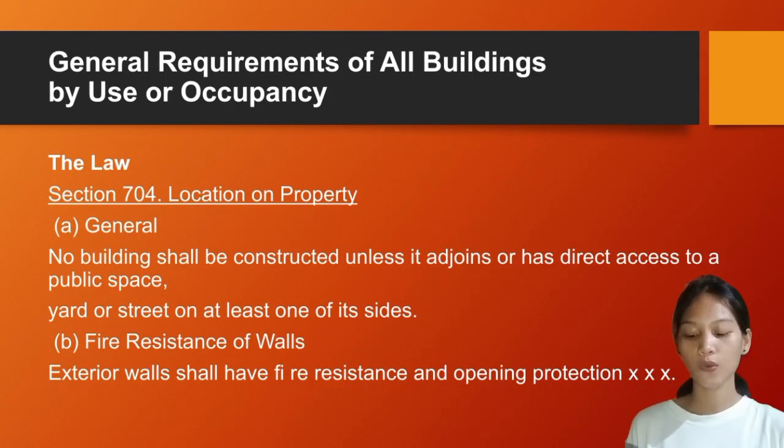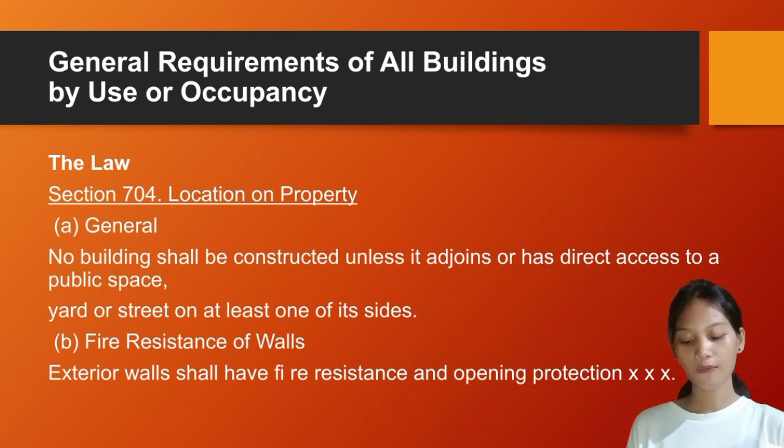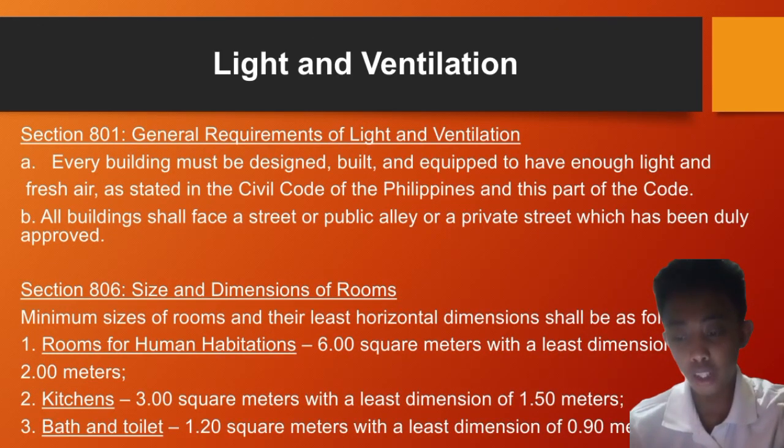Section 704. Location of property. No building should be constructed unless it adjoins or has direct access to a public space, courtyard or street on at least one side. Exterior walls should have fire resistance and opening protection. Light and ventilation.